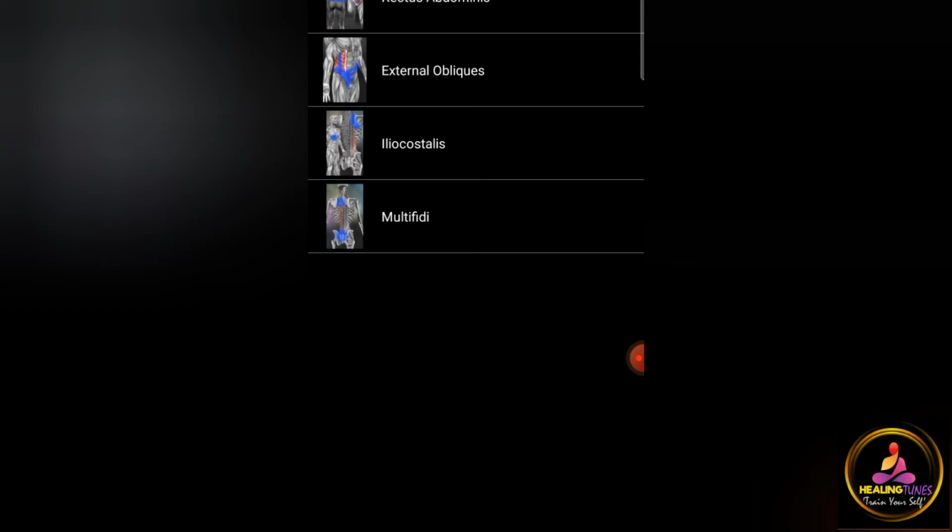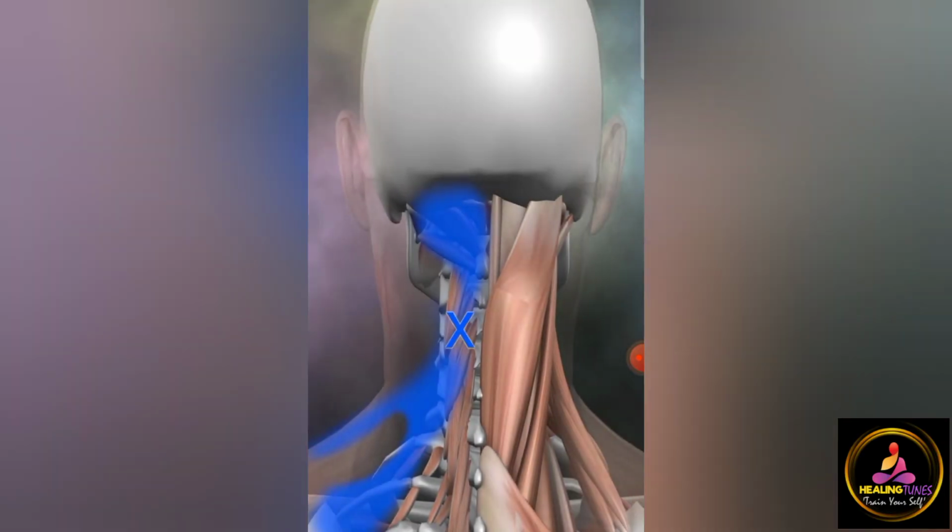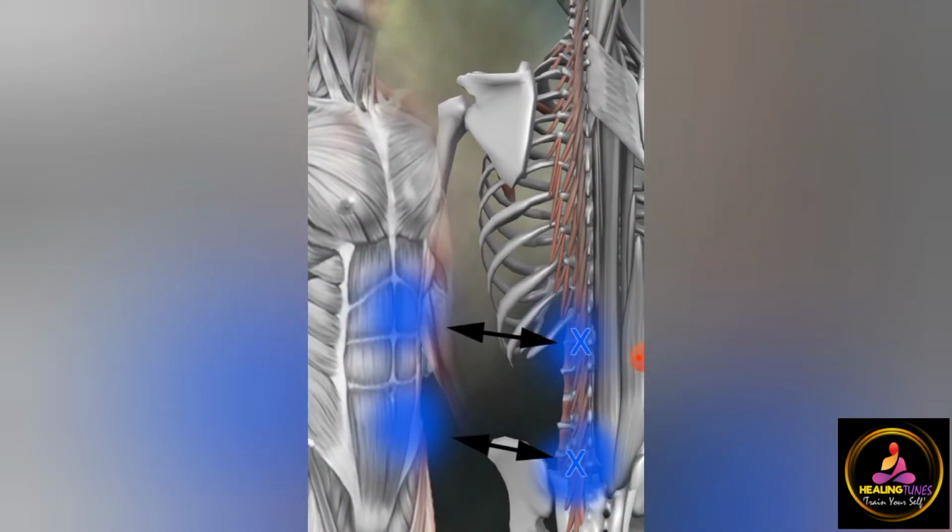Next muscle is the multifidi. Trigger points in the thoracic and lumbar section refer around themselves. Trigger points at L2 and S1 also refer into the abdomen.